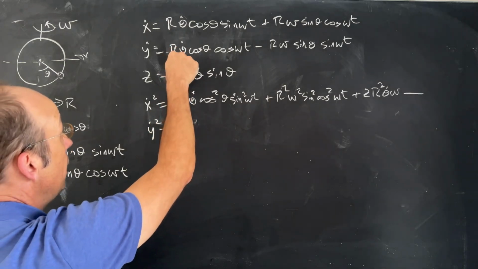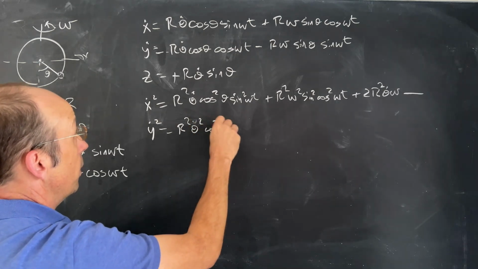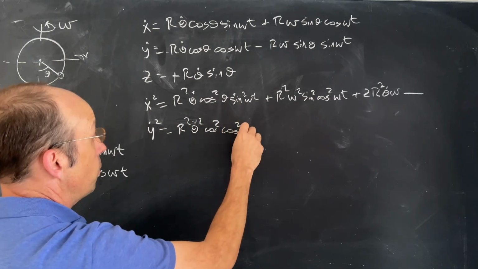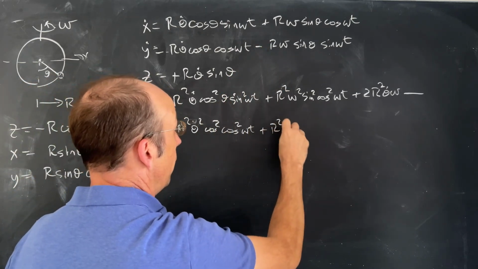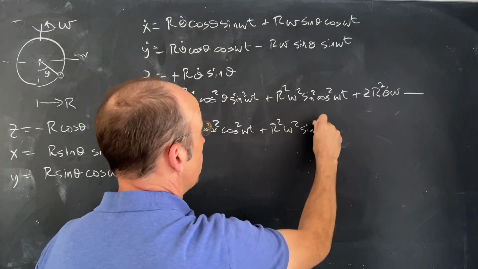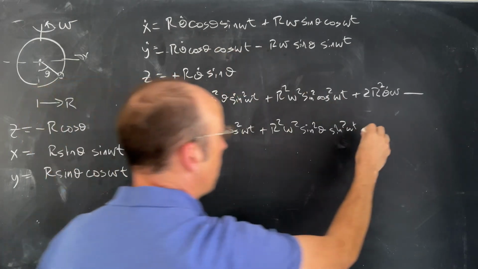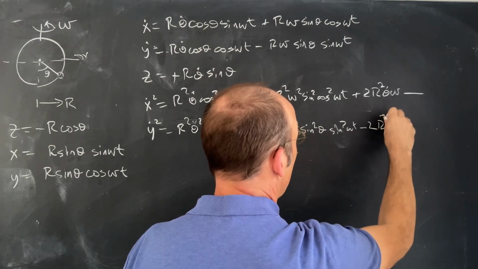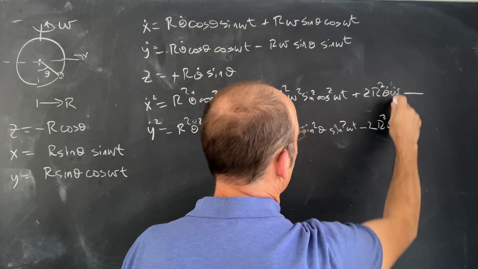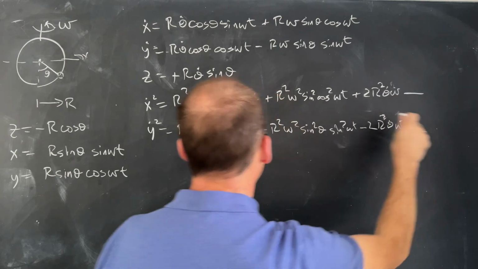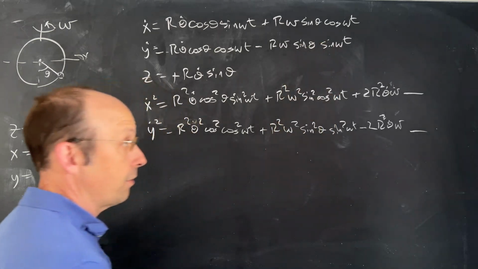Now let's do the y dot squared. Y dot squared is going to be this: r squared theta dot squared cosine squared theta cosine squared omega t, and then I'm going to get that squared plus r squared omega squared sine squared theta sine squared omega t. And now I'm going to get the cross term. I get minus 2r squared theta dot omega, but then I get the same stuff, right? I have cosine theta, cosine omega t, sine theta, sine omega t, so I get all the same stuff.